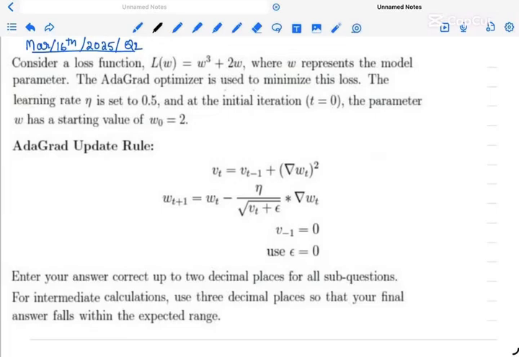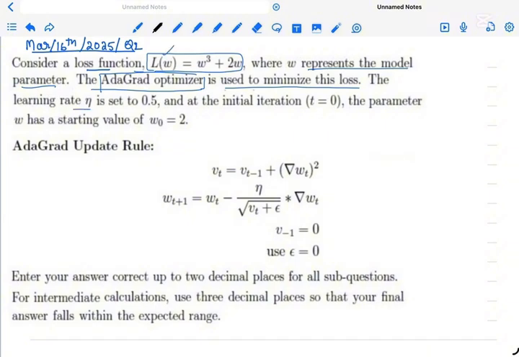This question is from March 16th, 2025, Quiz 2 question paper, deep learning. Consider a loss function L of W, that is loss function in terms of W cube plus 2W, where W represents the model parameter. The Adagrad optimizer is used to minimize the loss. This is the loss function.